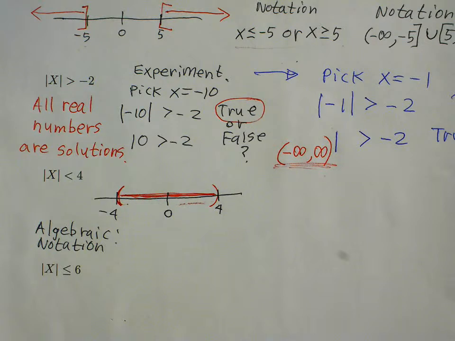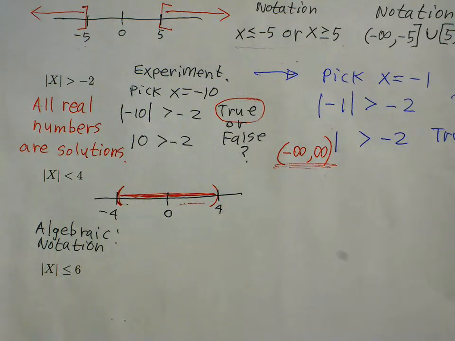That's why we're using a parenthesis to indicate that the endpoints are not included. If it were less than or equal to 4, then we would use a bracket because the endpoints would be included in that case. Oh, okay, got it. Did that clear it up a little? It's a little clearer.